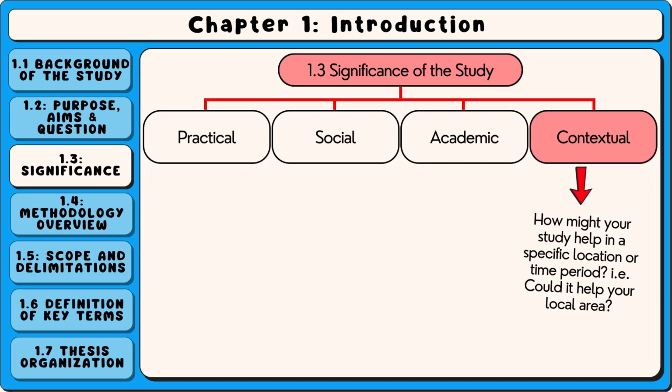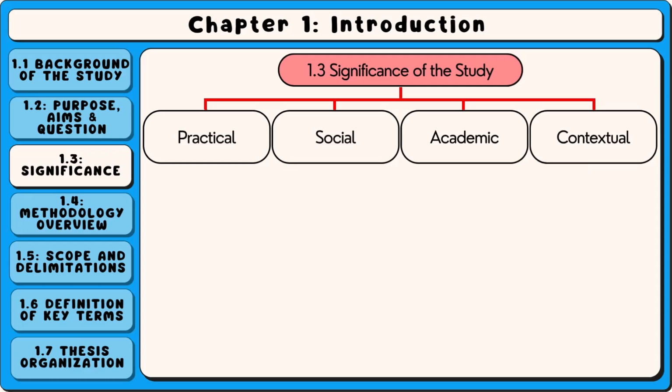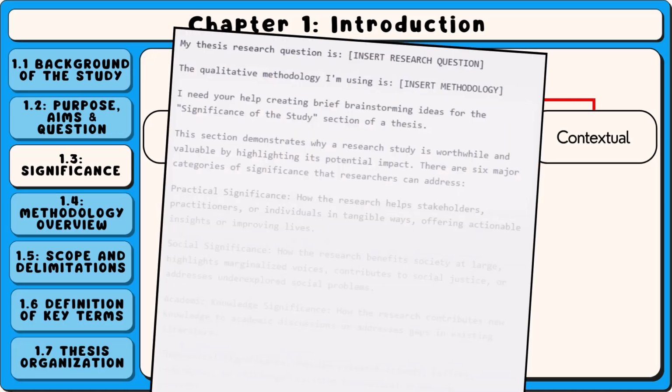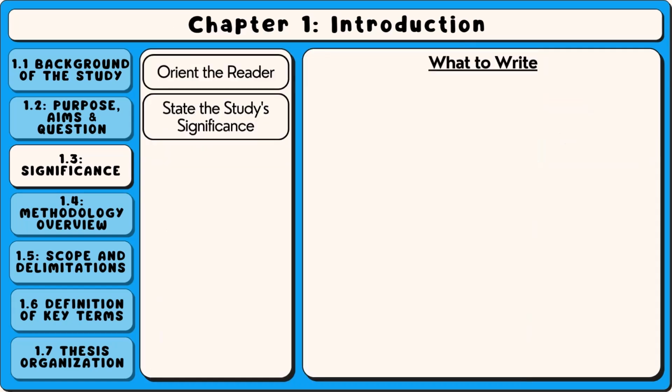Contextual significance refers to how your study might help in a specific location or time period, such as whether your study will end up helping people in your local area. You don't need to cover all of these points for significance, but they're good entryways for considering how your study has significance. Again, I do have an AI brainstorming prompt that could help you brainstorm the significance of your specific study. You can grab that prompt as well as the other resources when you download the thesis template in the link in the description. So let's get to writing section 1.3 on the significance of your study.